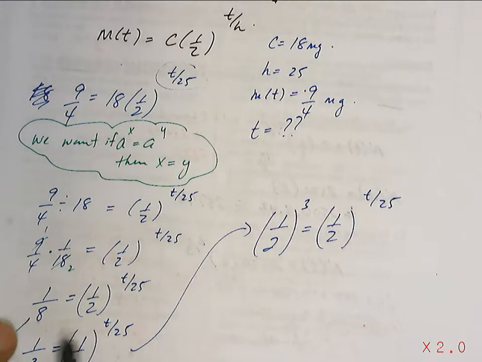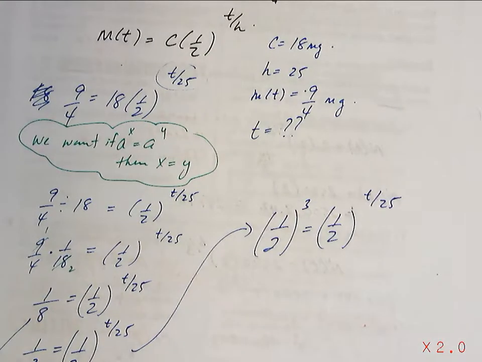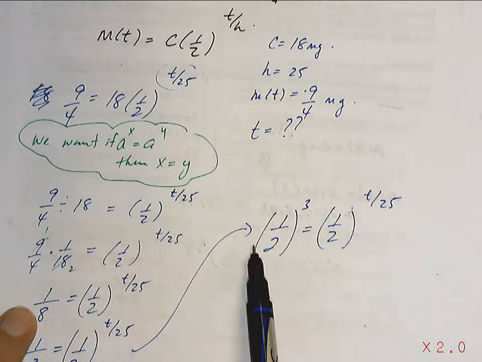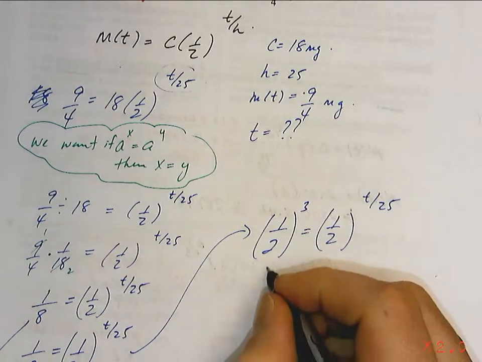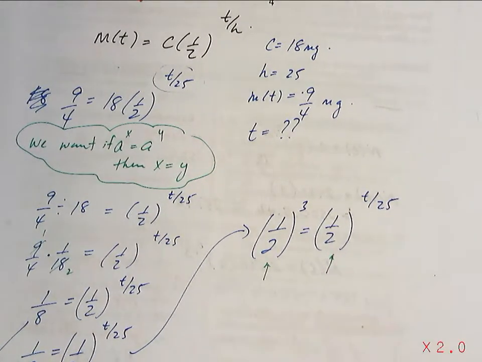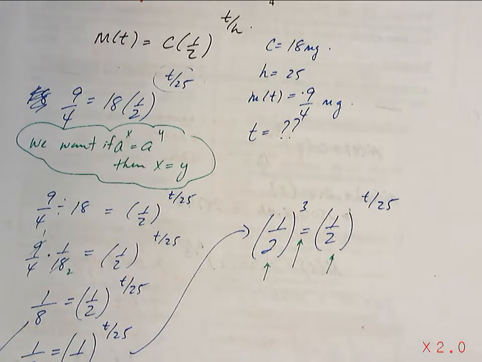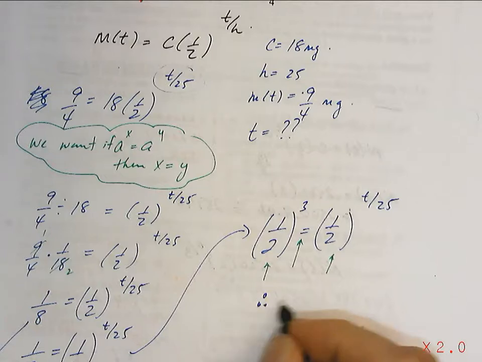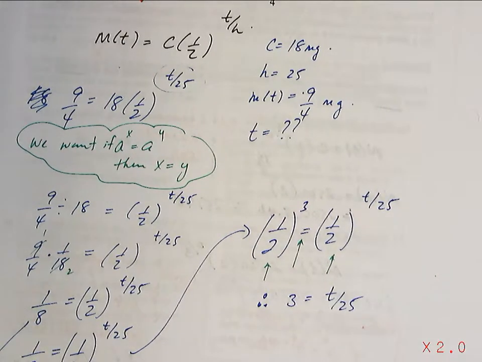Now to be honest with you, I'd like you to go from here to there directly. This is what I'm thinking in my head, but I'd like you to be able to do that directly. Notice what you've got. Your bases now are the same. That base and that base are the same. So, and we've got an equality here, which means, therefore, 3 equals t over 25. What that means is we can bring that up. We're going to multiply both sides by 25. You're going to get 75 equals t.